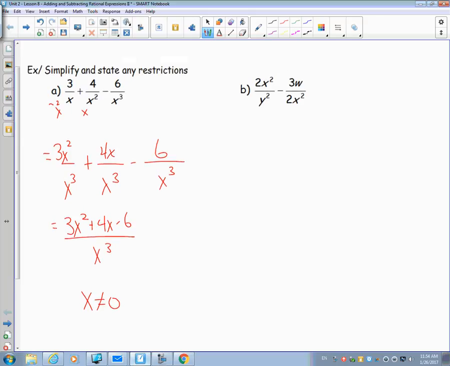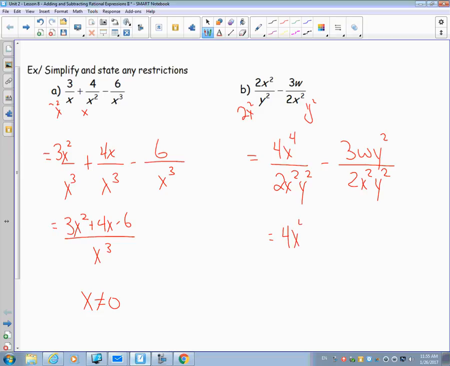Try the next one. What can we make these both into? I look at that and I say I can make them both into 2x squared y squared. I can do that by multiplying the first one by a 2x squared. So I need to do the same thing to the top. That will give me 4x to the fourth. The second one needs a y squared attached to it. So if we do the same thing to the top, we'll get 3wy squared. If we collect, on top we get one single thing, and on the bottom we have our common denominator.